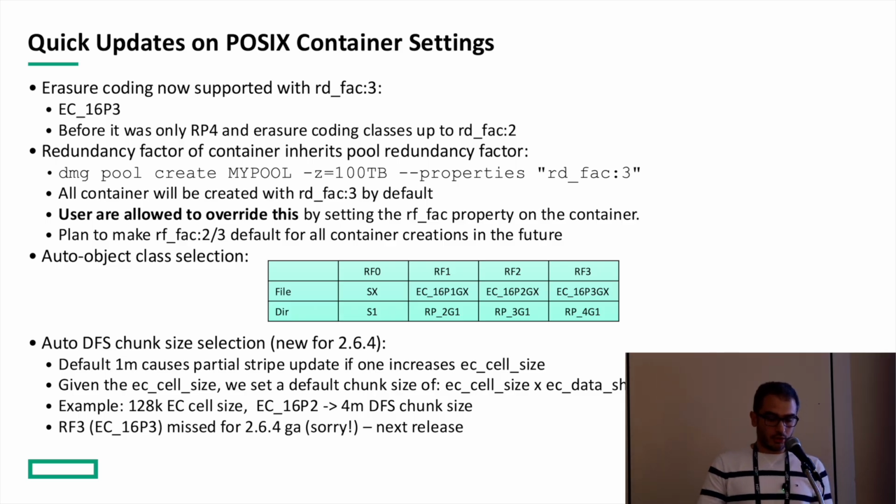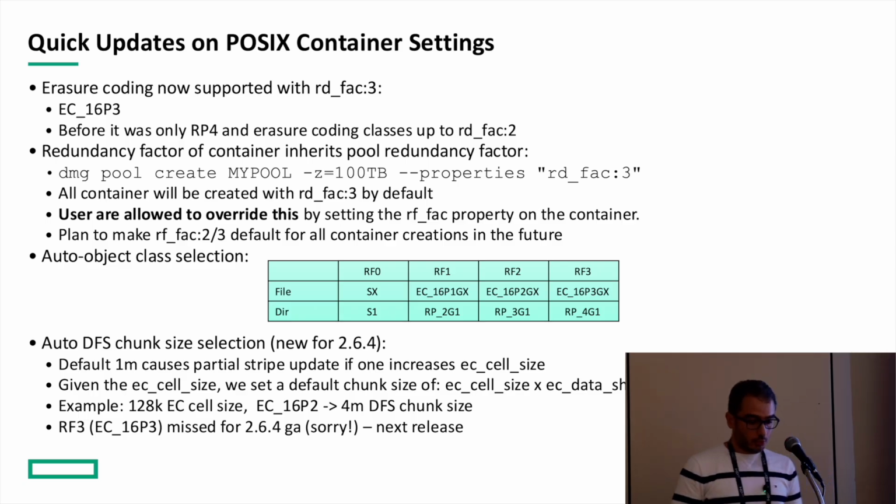So today for automatic object class selection, just a summary of what you get when you set the redundancy factor. For RF0, you get SX for file, S1 for directory. For RF1, you get a 1 parity GX for file, and a replication G1 for directory, and so on. So I think just the last column here was what's new in 2.6.4.